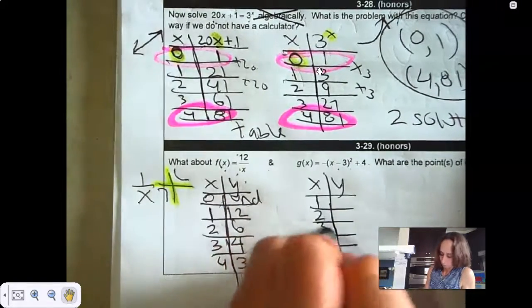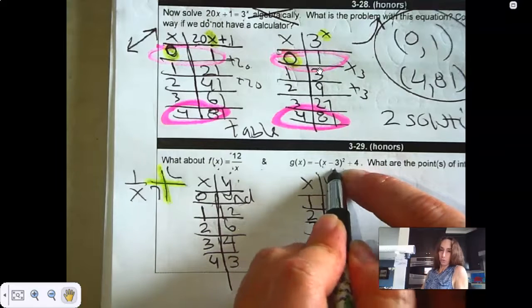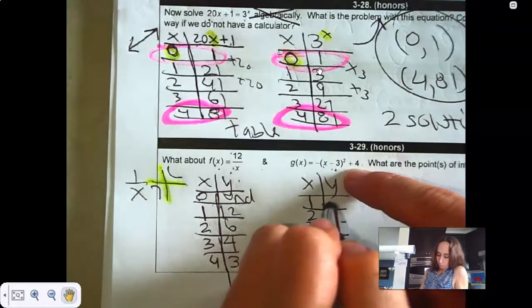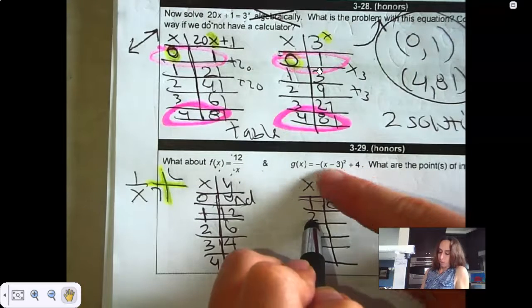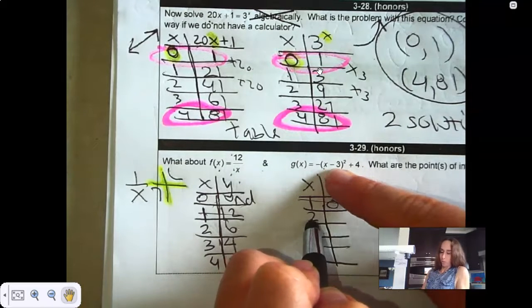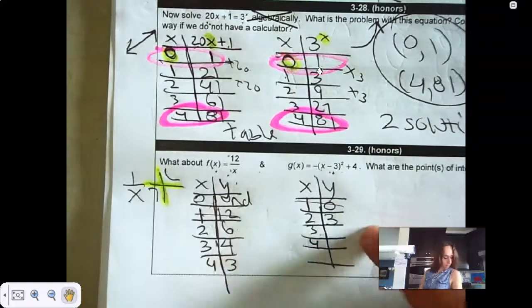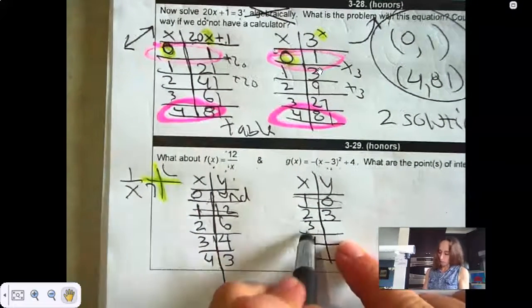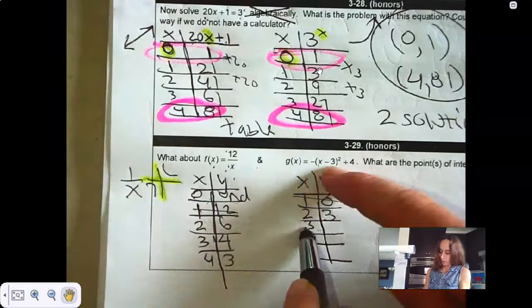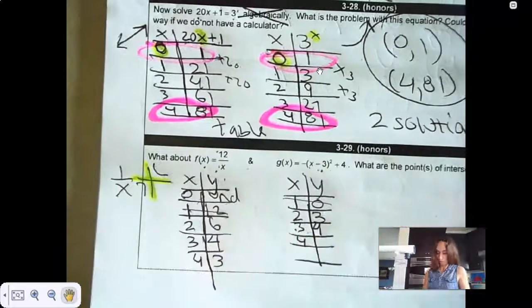It doesn't work. Let's try that. 1 minus 3 is negative 2. Squared is 4. Negative 4 plus 4 is 0. No, those aren't the same. 2 minus 3 is negative 1. Squared is 1. Negative 1 plus 4 is 3. Darn it. Okay. Let's go to the next one. 3 minus 3 is 0. Negative 0 is 0, plus 4 is 4. Oh, cool. Look at that.